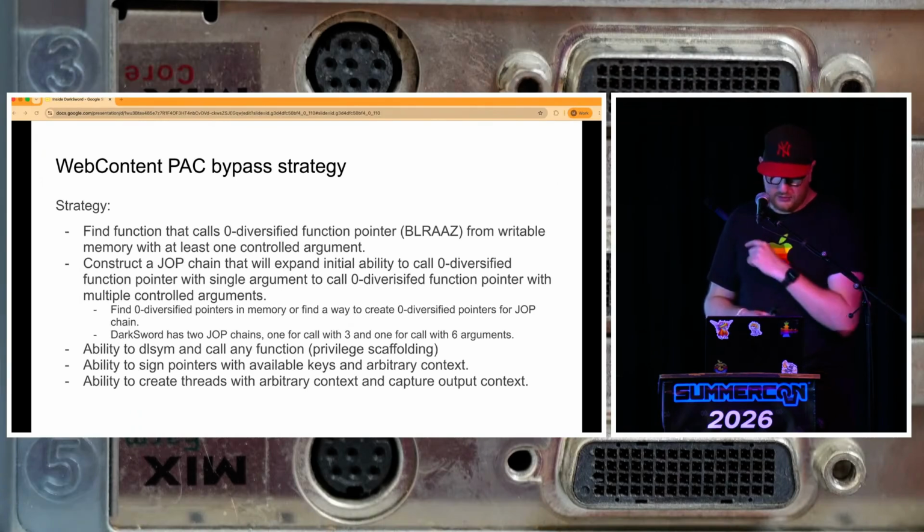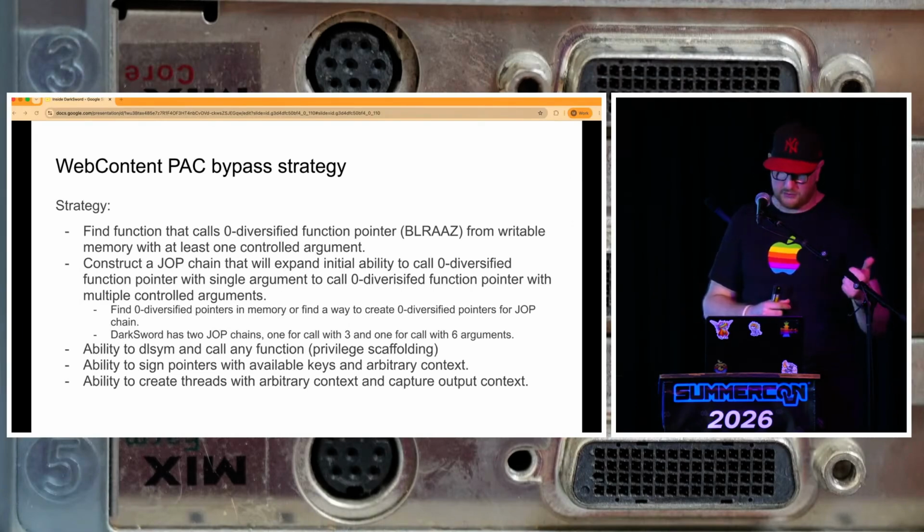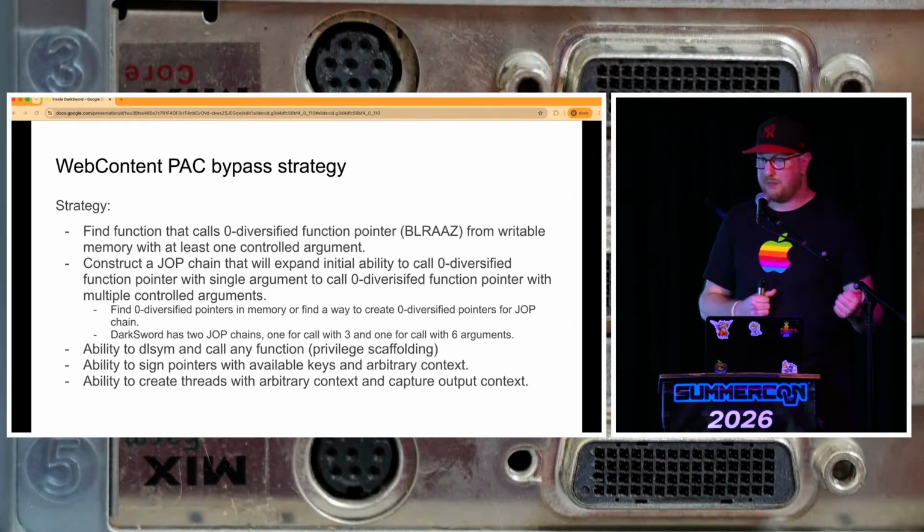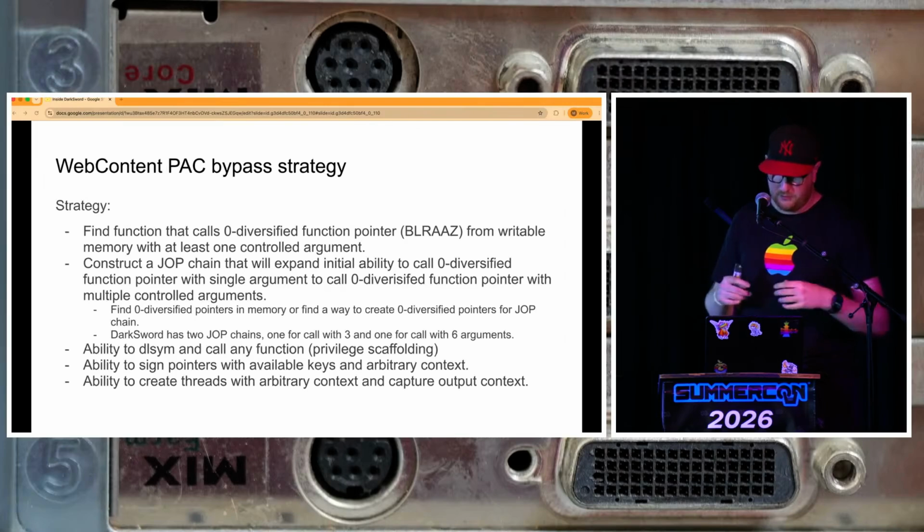So in order to do this, we need to find the first function that allows us to do the function call with 1 parameter, then go to 3, then go to 6. We need to be able to call dlsym, and we need to be able to then sign pointers with arbitrary keys, with available keys in arbitrary context, and then run the threads.